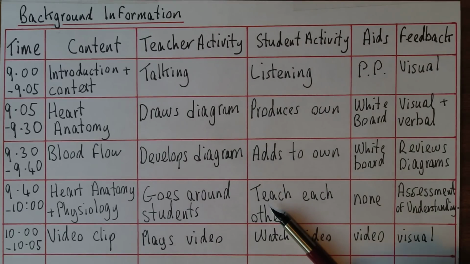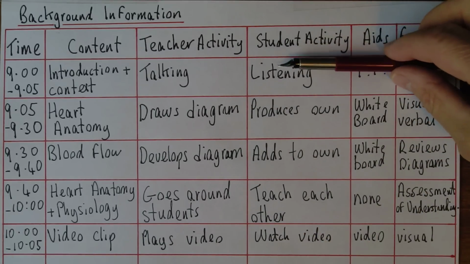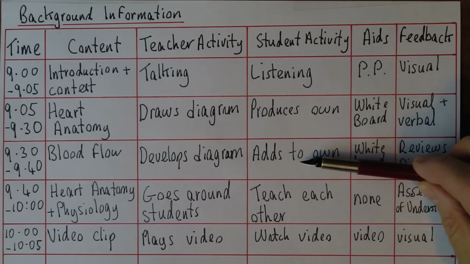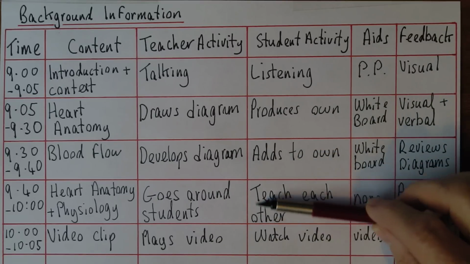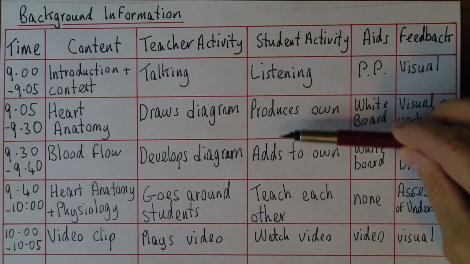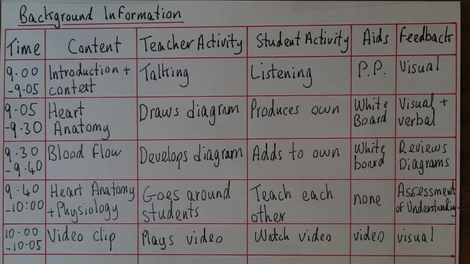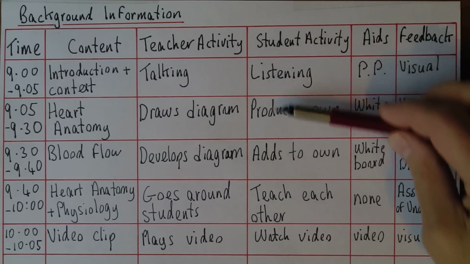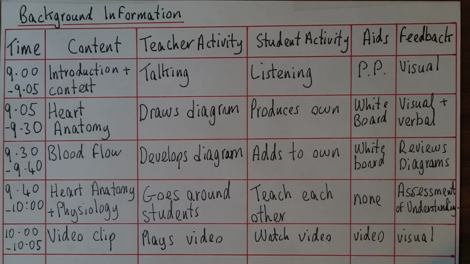So what this means is they've got different activities. So the student starts off listening, then they produce their own diagram, then they add to the diagram, then they're talking to their next door neighbour and talking to a small group. So the student activity is constantly changing. Otherwise they're going to get bored. If we have teacher talking and student listening all the time, then the students are going to completely turn off.